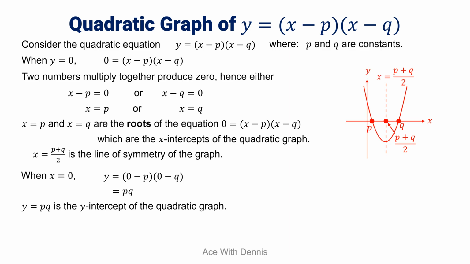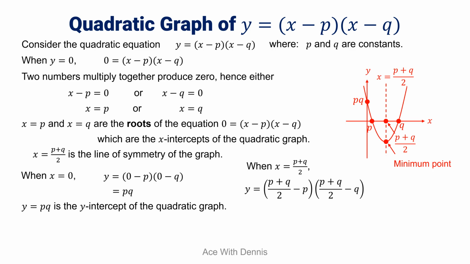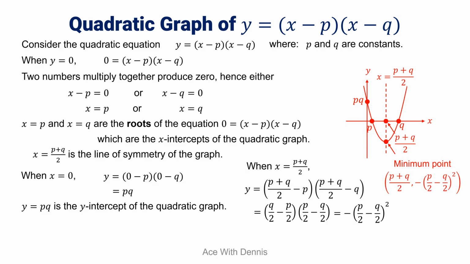So in general, let's say this is the y-axis. This point will be pq. This is the minimum point of the graph. When x equals (p plus q) over 2, then the equation becomes y equals ((p plus q) over 2 minus p) times ((p plus q) over 2 minus q), which gives (q over 2 minus p over 2) times (p over 2 minus q over 2). Simplify, we get negative (p over 2 minus q over 2) squared. So the coordinates of the minimum point will be ((p plus q) over 2, negative (p over 2 minus q over 2) squared).